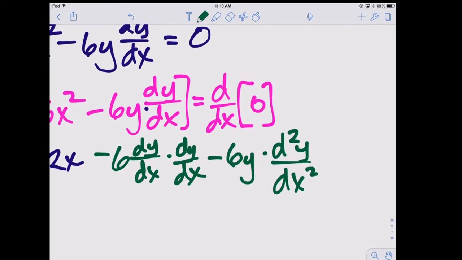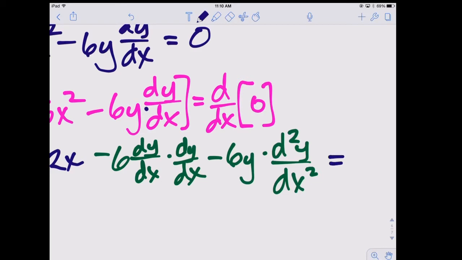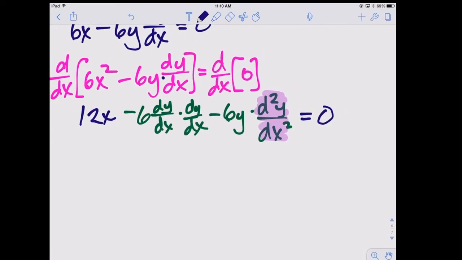In the second term, that is the second derivative. And then on the right side, of course, what's the derivative of 0? 0. Now, all we have to do is solve for d²y/dx², right? Let's do that.